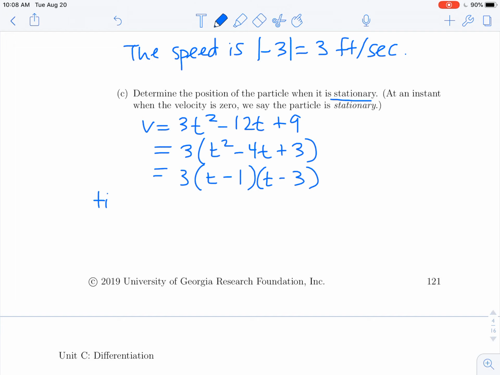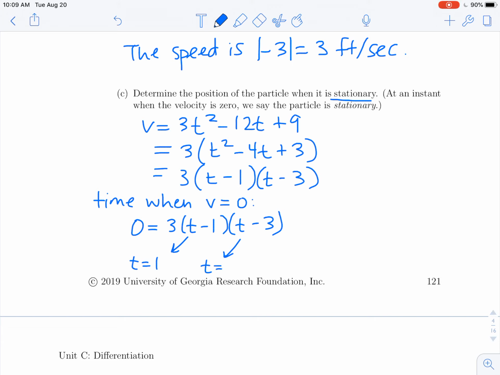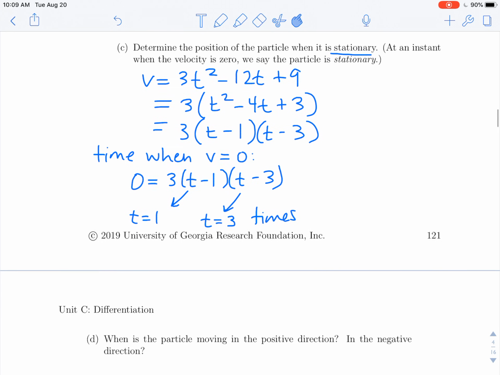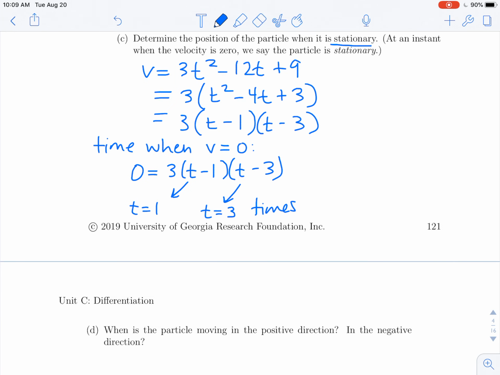So the time when velocity is equal to 0, we get from setting the velocity equal to 0 and solving for time. And because we factored, we essentially did all the work already. One factor gives us t equals 1, and one factor gives us t equals 3. And these are times. The problem says determine the position of the particle when it's stationary. So we need to take those times and plug them into the original function, the t cubed minus 6t squared plus 9t.